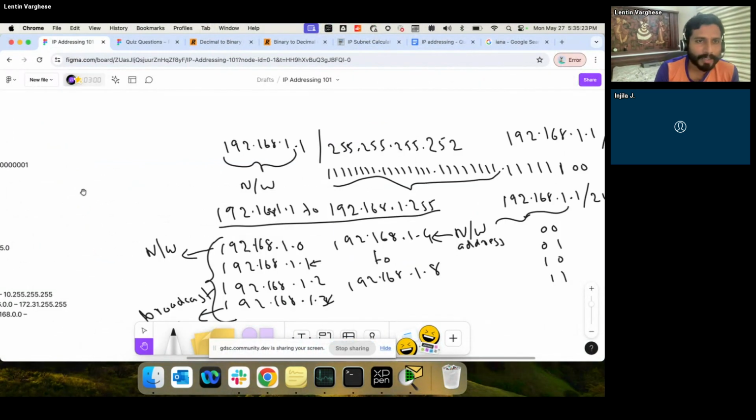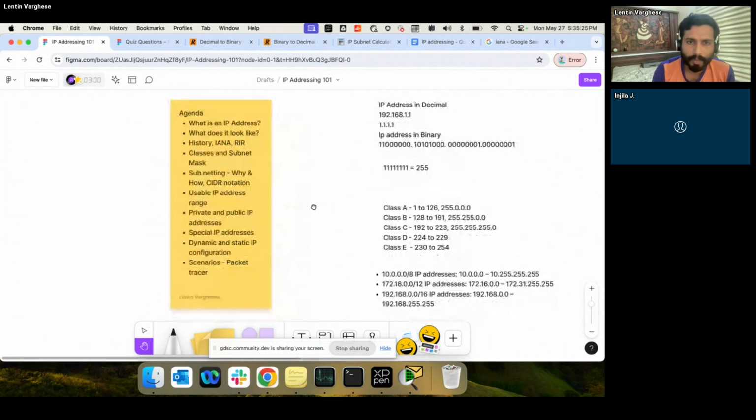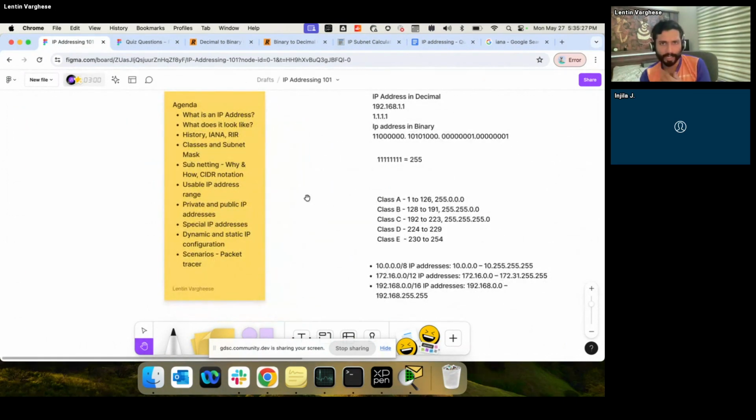Did we have anything else in our agenda? We spoke about probably a special IP address, dynamic and static IP address configuration. Now, what we did just now is configuring IP addresses manually. But imagine you are an administrator for a large company. There might be hundreds of computers. It's not practical to configure it manually. There could be errors too. That's where the IP address configuration is done automatically.